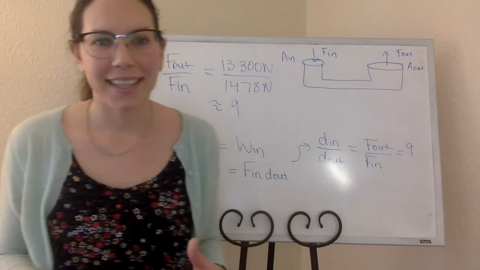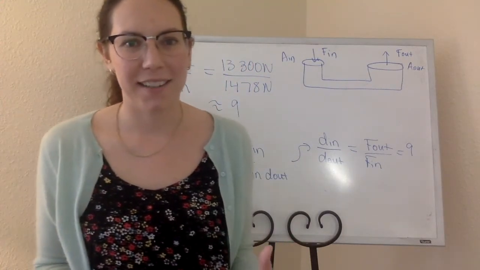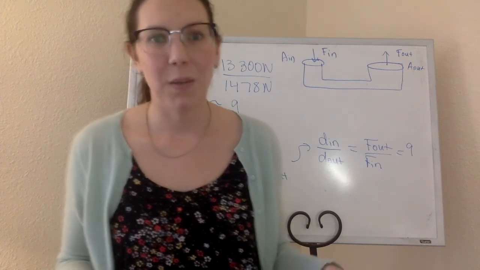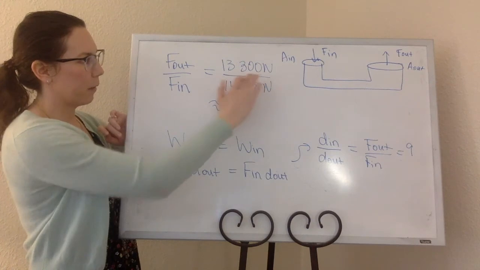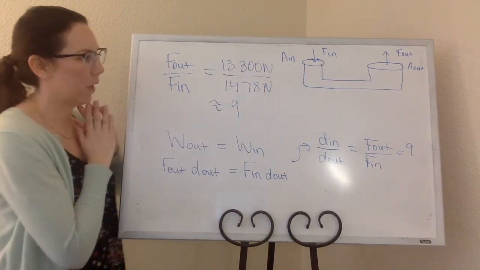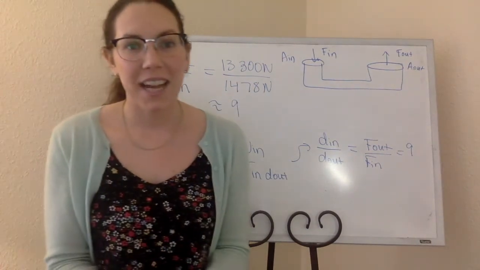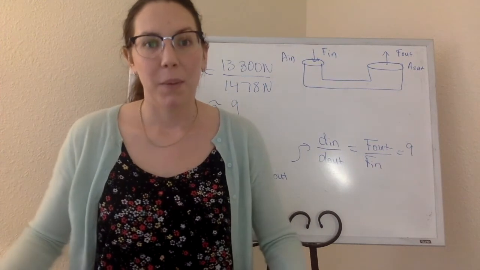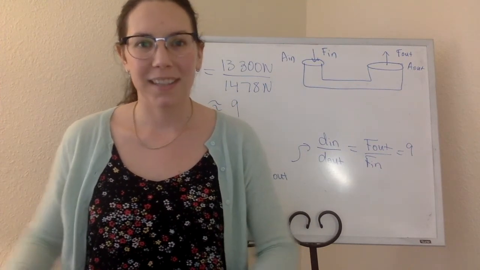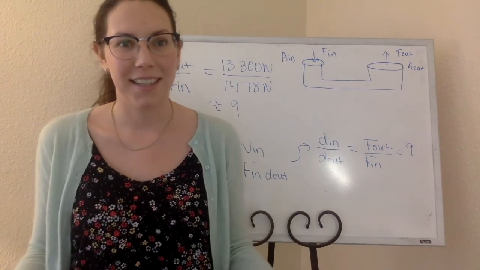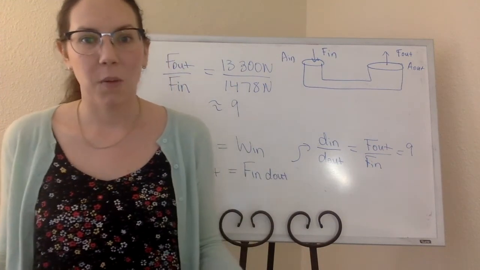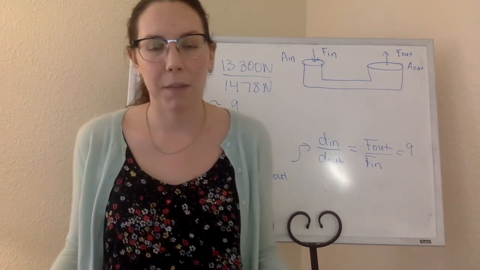Let's look at exactly how this force compares to the input force. So if we take the ratio, F out over F in, I have 13,300 newtons over 1,478 newtons, and I get a ratio of 9. So we're applying this small input force and then receiving an output force that's 9 times the input force. So you might be thinking, is this possible? We're getting something for nothing.